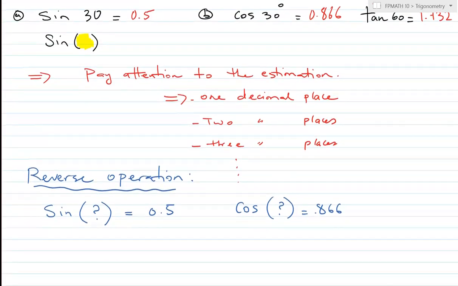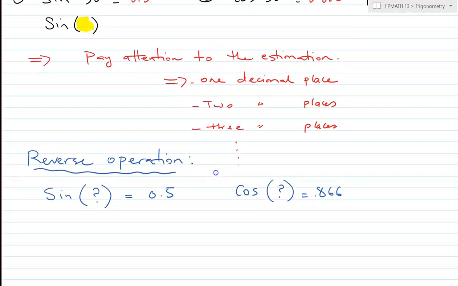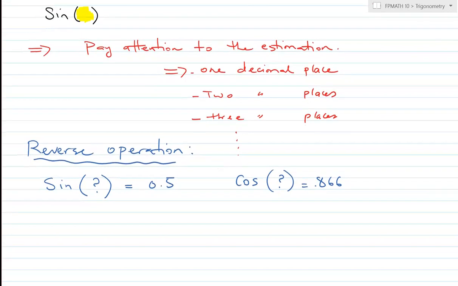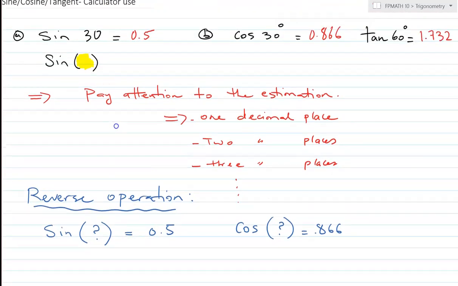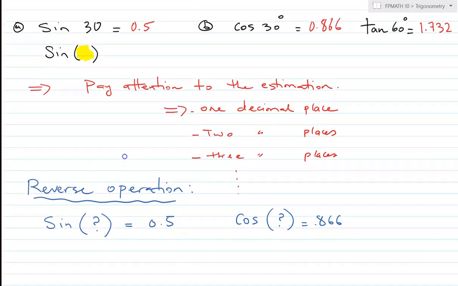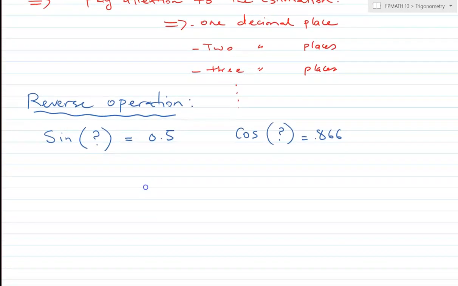Apologies. All right. So in here, we're doing the reverse operation. The reverse operation is that now we want to know what is the angle that we need to have, so that when we take the sine of that angle, we get 0.5. Okay. Now you can use a calculator to do this, and later on I'm going to show you using a table of values as well.